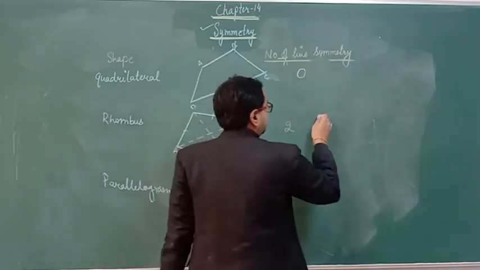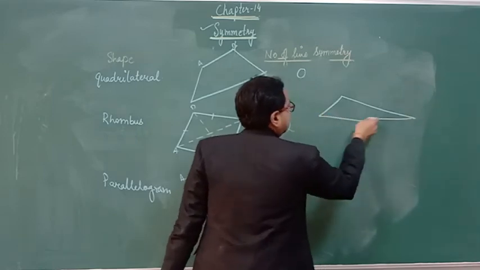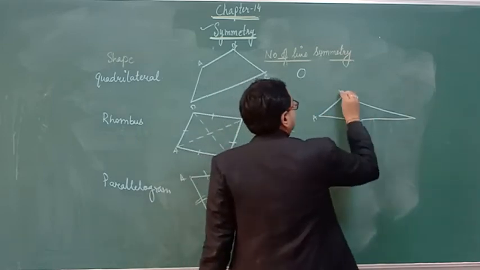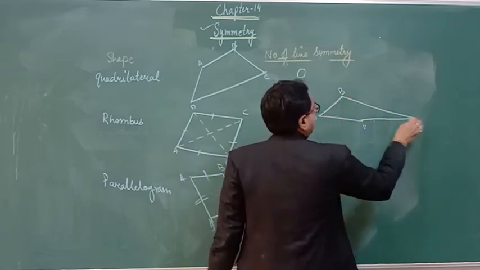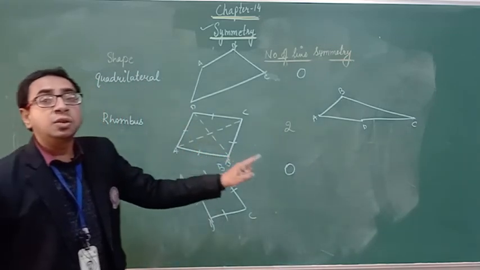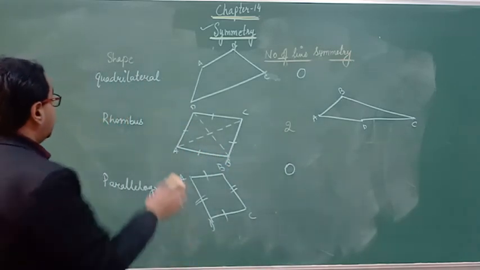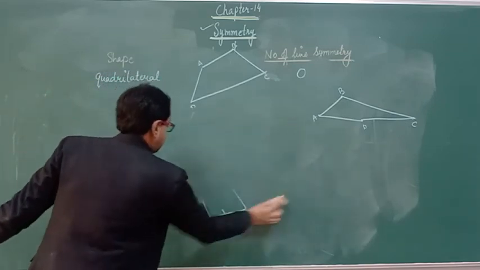If I take another, again it's a quadrilateral, a 4-sided figure, but again not symmetric. That is again a different part. That is why a quadrilateral again has 0 lines of symmetry. Clear? Now, let's move on to the next thing.